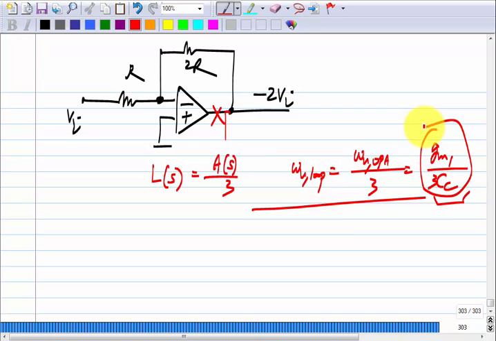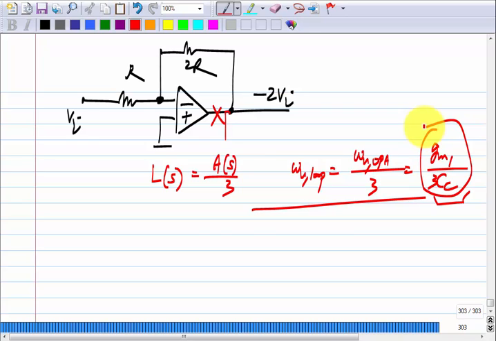Yeah, but you use a smaller value of CC here. You don't need to use the same value of CC there and here, right? If you have the same value of CC, sure, this will give you a lower bandwidth. But when you are designing an IC, this is not the case. For the amplifier that you are making, you choose the value of CC.